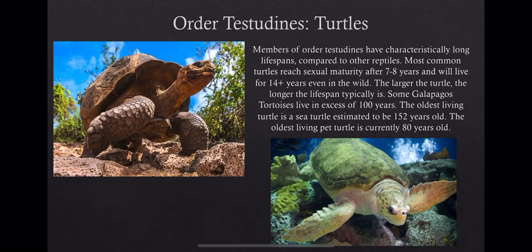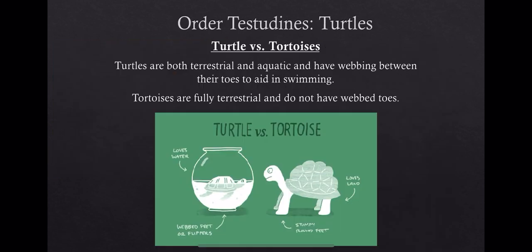So turtles are actually the most long-lived of our modern reptiles. Reptiles can be very long-lived no matter what the category, but turtles specifically have very long lifespans. They typically reach sexual maturity after 7 to 8 years, and most live upwards of 14 years. Galapagos tortoises can live in excess of 100. So typically the rule of thumb is the larger the turtle, the longer the lifespan. Our oldest current turtle is 152. It is a sea turtle. And there is actually a pet turtle currently alive at the ripe old age of 80 years.